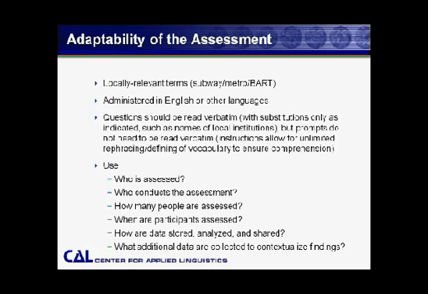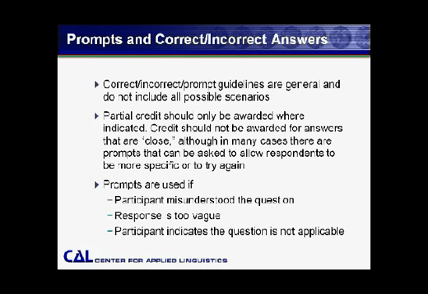I wanted to just say a few more words about prompts and correct and incorrect answers. The correct, incorrect prompt guidelines that are within the assessment and also on the instruction document are general, and they don't include all possible scenarios. Now, partial credit should only be awarded where indicated.